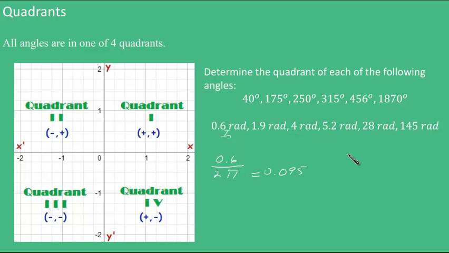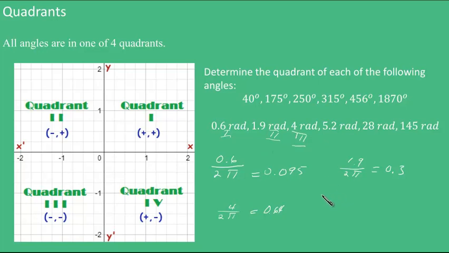1.9 radians divided by 2 pi radians. Notice I'm dividing it by 2 pi radians. That's 0.3. So obviously now that takes us over here between 0.25 and 0.5, so this is in the second quadrant. How about 4 radians? We'll take 4 and divide it by 2 pi. Remember 2 pi corresponds with 1 complete revolution. That's 0.64 of a revolution. So that's between 0.5 and 0.75, so that's in the third quadrant.